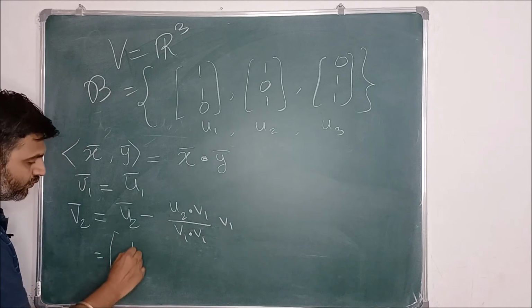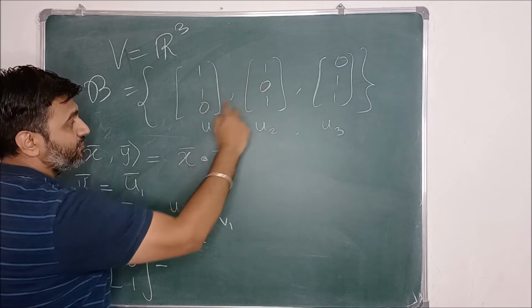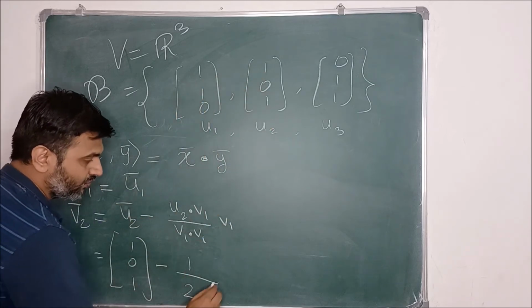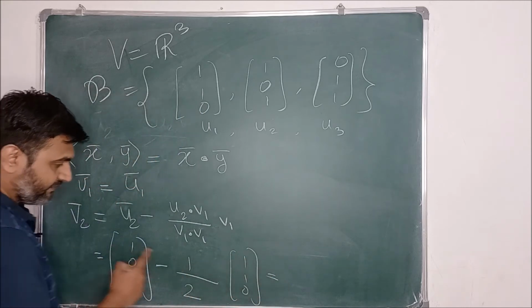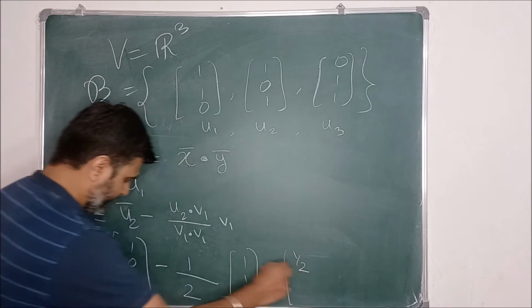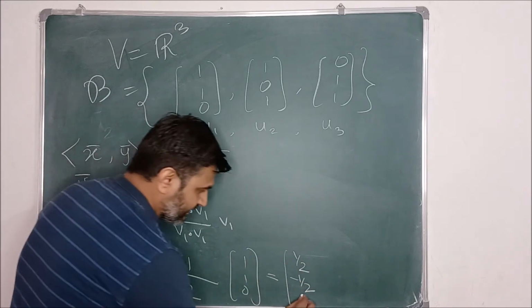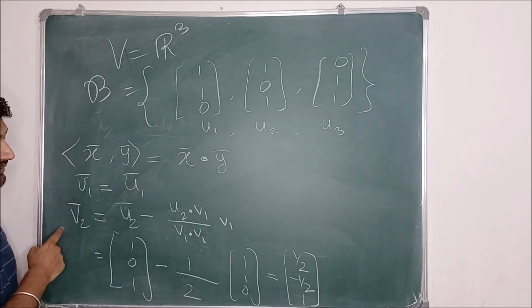What is u2? 1 0 1. What is the dot product? 1 plus 0 plus 0 upon, what is the dot product, 1 plus 1, 2, into v1, 1 1 0. What is this? 1 minus half is half, 0 minus half is minus half, and 1 minus 0 is 1, right? So this is my v1, this is my v2.